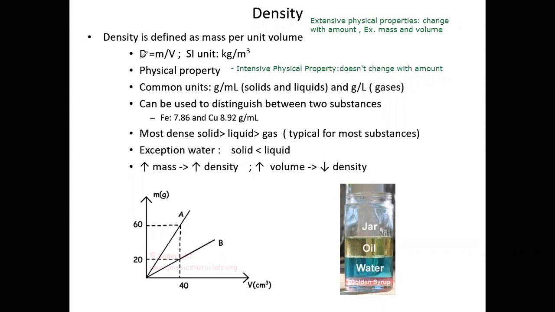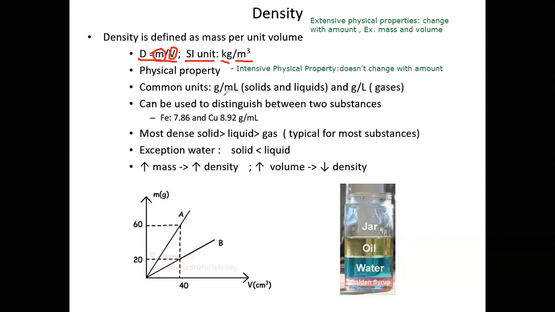Now with density, the equation is mass over volume. The SI unit is kilogram per meter cubed because the SI unit for mass is kilogram. The SI unit for volume is meter cubed. And this is referred to as a derived SI unit because it's derived from mass and volume.